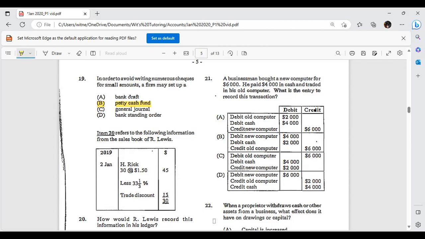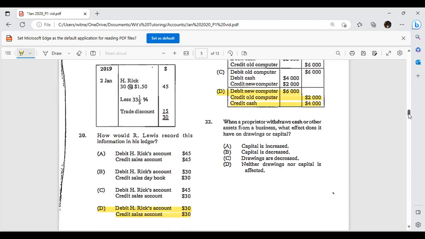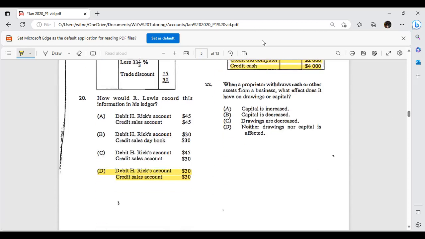So you debit your new computer with $6,000, credit the old computer with the $2,000, and you credit cash with $4,000. Remember, debit and credit must always be equal. They must balance out. So you realize this is a compound entry, we call it, guys. Your two credit entries add up to 6,000. So total credit is 6,000, total debit is 6,000. It should always be balanced, or you did something wrong.